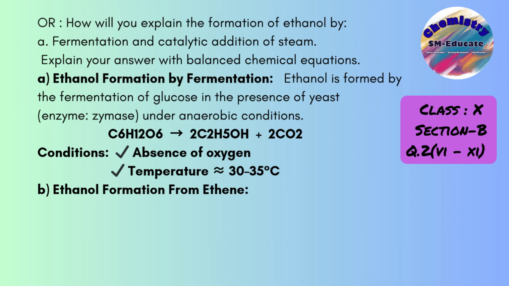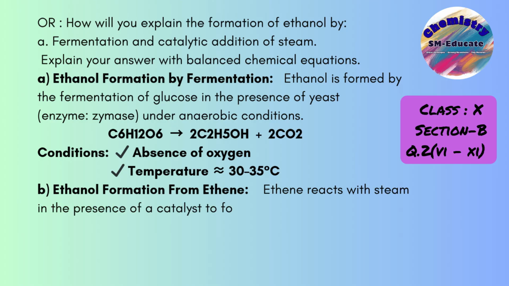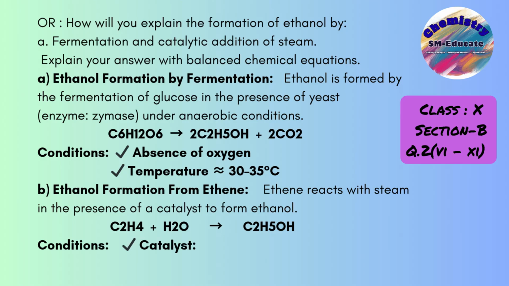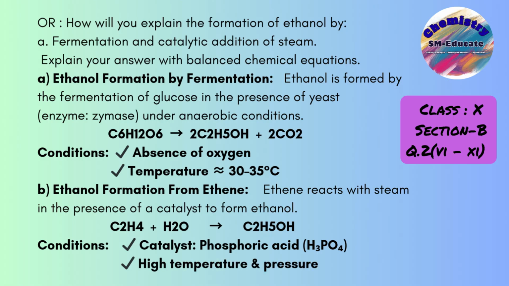B. Ethanol formation from ethene. Ethene reacts with steam in the presence of a catalyst to form ethanol. C2H4 plus H2O produced C2H5OH. Conditions. Catalyst. Phosphoric acid, H3PO4. High temperature and pressure.